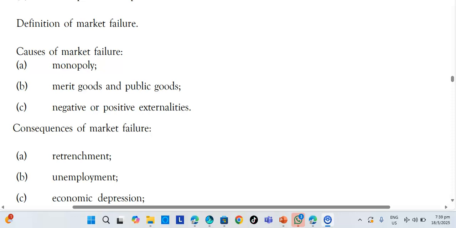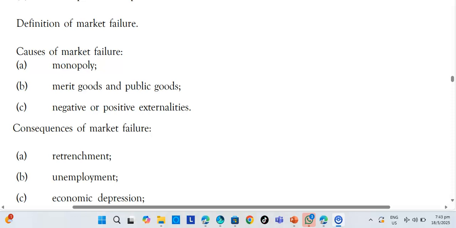So, in other words, the market fails to produce the right amount of goods and services or distributes them unfairly, leading to waste, inequality, or underprovision of important goods. Causes of market failure: monopoly power. A monopoly can restrict output and charge high prices, leads to reduced consumer choice and inefficient resource use. Example, a sole electricity provider may charge high prices, reducing access to electricity.